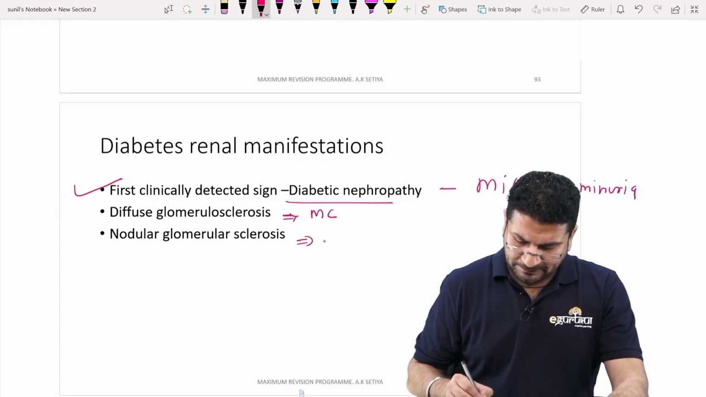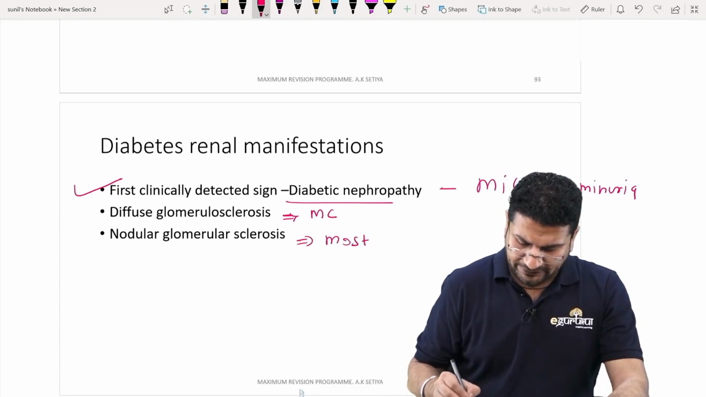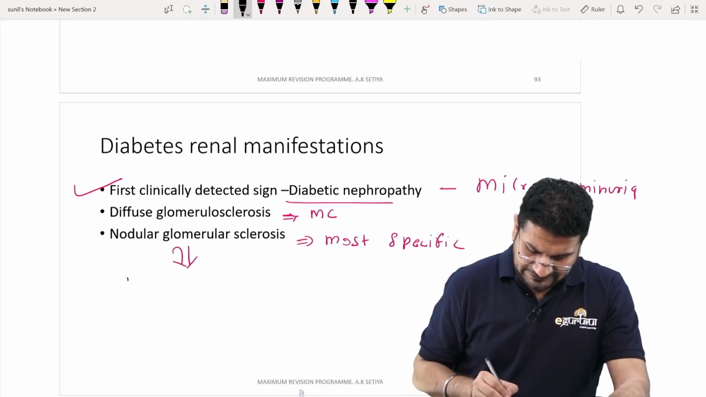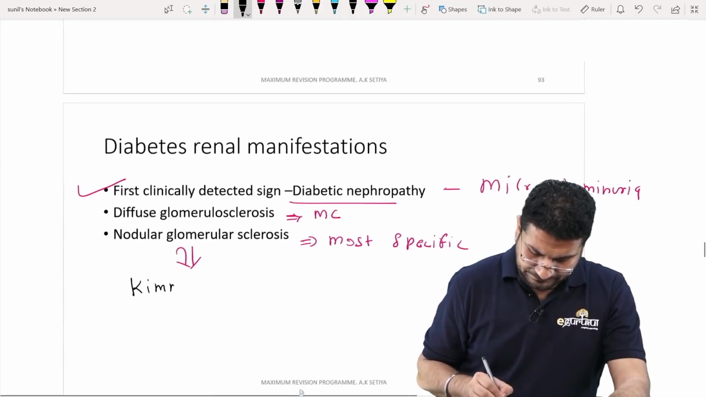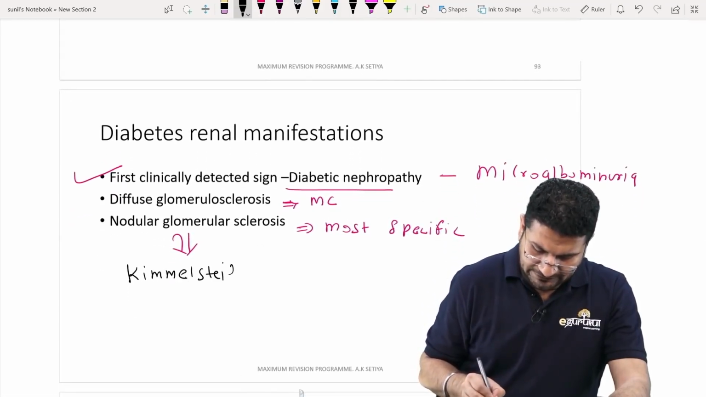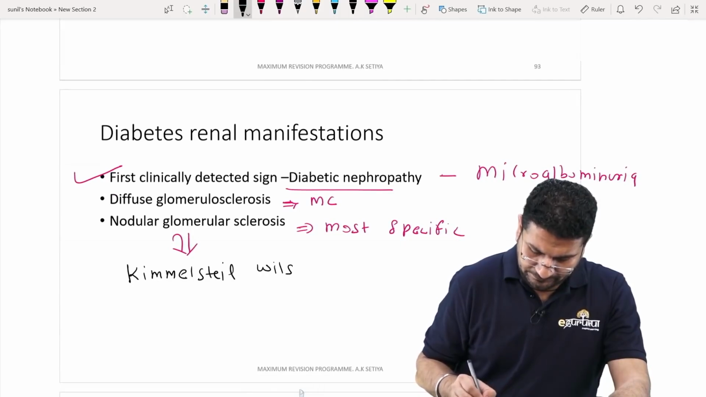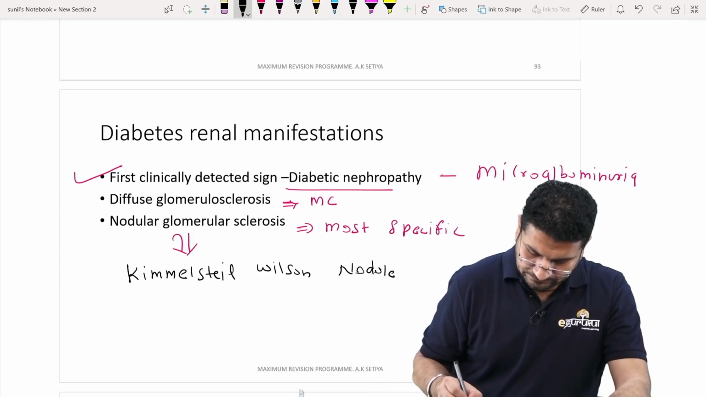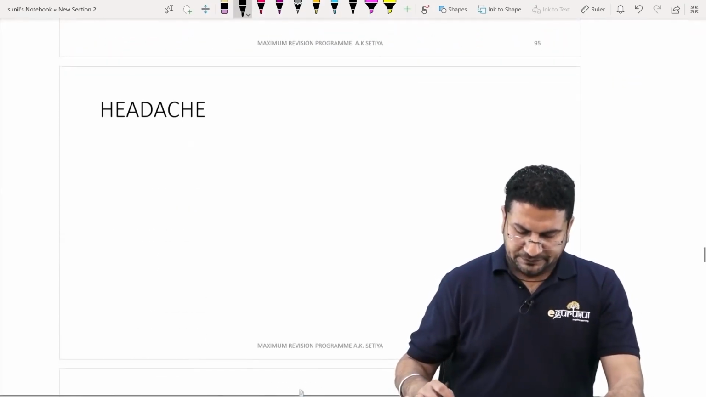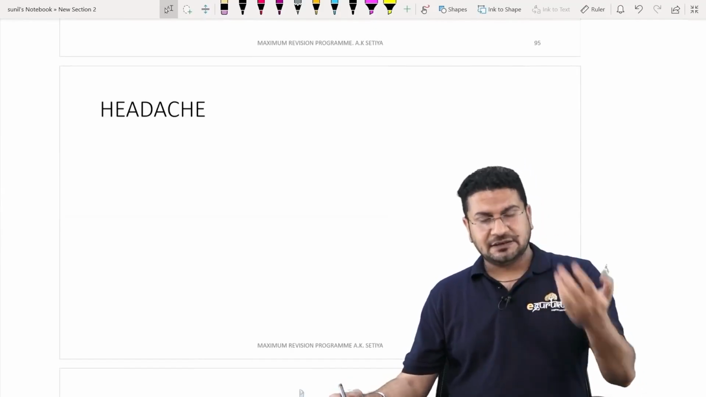The most specific finding will be nodular. These nodules are called Kimmelstiel-Wilson nodules. Okay, then let us discuss some topics of neurology.